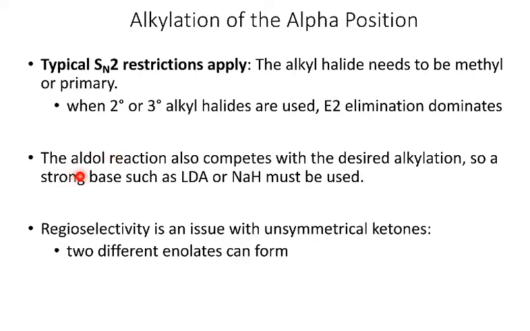Now, in order to prevent an aldol reaction from competing with the desired alkylation, we want to use a strong base such as LDA or NaH so that we completely convert all of the aldehyde or ketone into the enolate. If we have a mixture of the aldehyde or ketone with their enolates, then we're going to have the aldol reaction competing. And so we can avoid that by using a strong enough base. And as we'll see on the next slide, we have to be aware of the regioselectivity if we have unsymmetrical ketones.